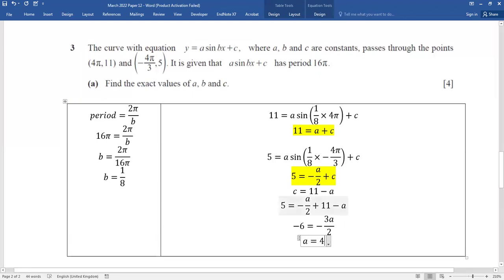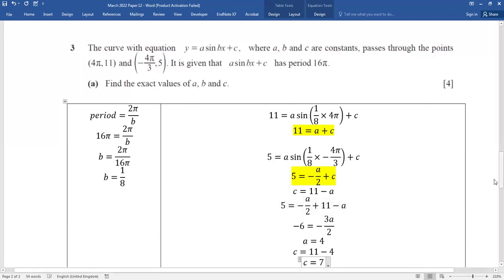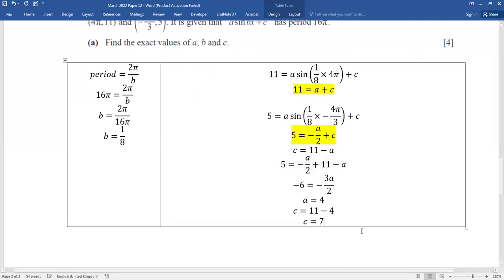A is 4, I believe. Similarly, C is 11 minus 4. So C is 7. Yes, sir. If you're getting otherwise, or if you're unable to understand anything, please let me know. So I'm getting the same answer. Good.